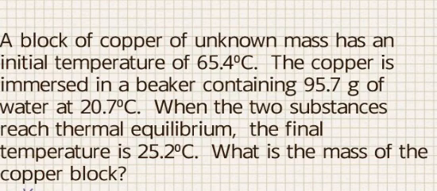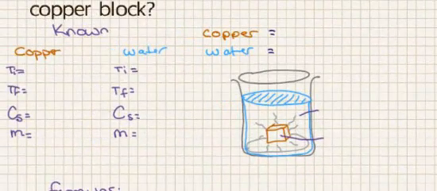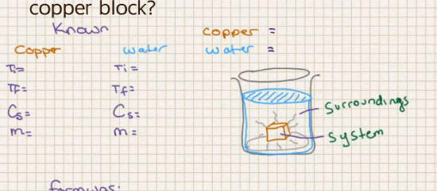Okay, so I do a diagram down here. You have your copper block, which is the system, and the water, which is the surroundings. So some of the heat from the copper is going to go into the water. So the water is surrounding the copper.